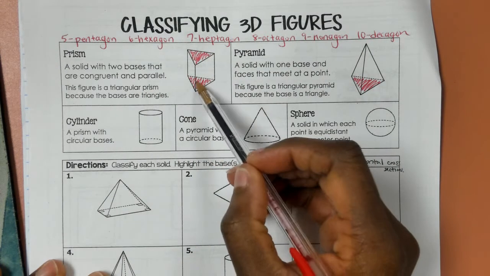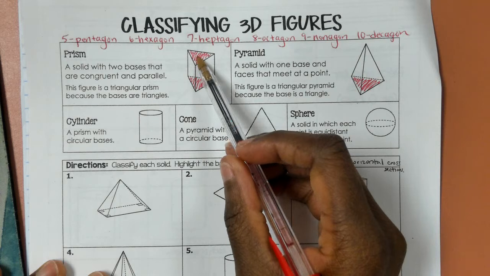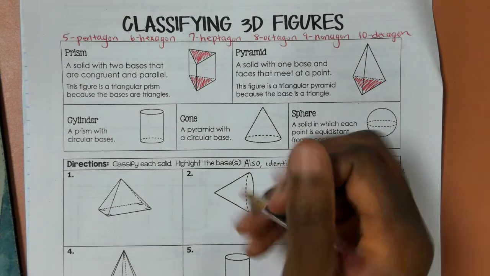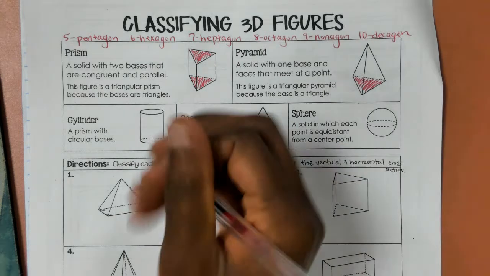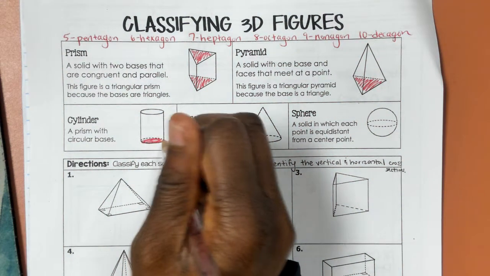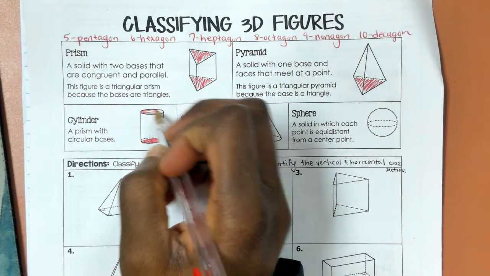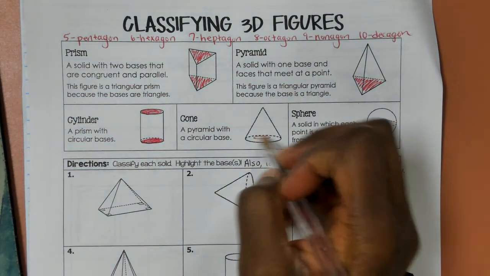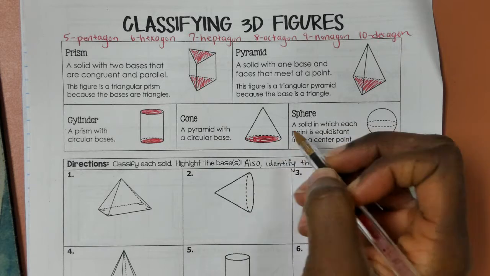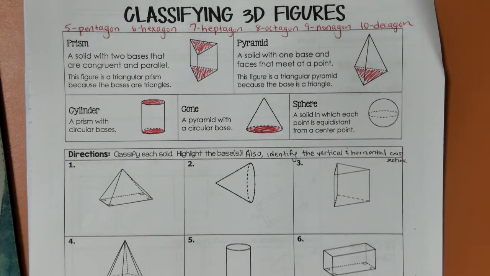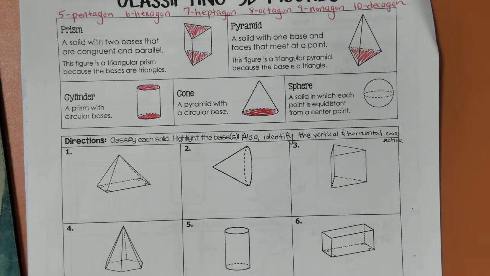So heptagon, this would have 7 sides on the bottom, 7 sides on the top, so it would be a heptagonal prism. And then anything that has a circular base is going to be one of these 3. So the circular base here, we don't call it a circular prism, we just call it a cylinder. Okay, so the bases are still circles. This one, same thing, we don't call it a circular pyramid, we call it a cone. And then a sphere doesn't really have a base, it just is a 3-dimensional circular figure.